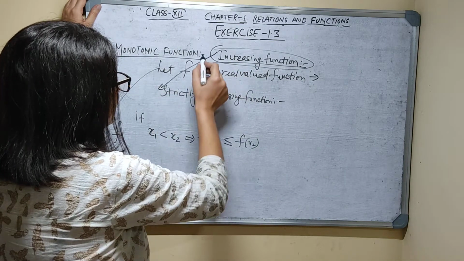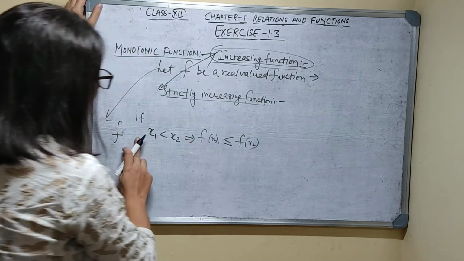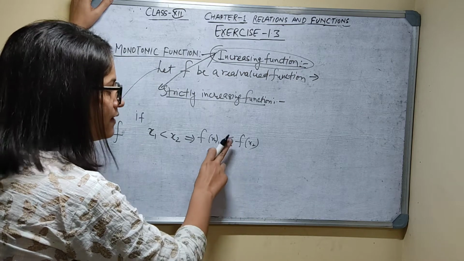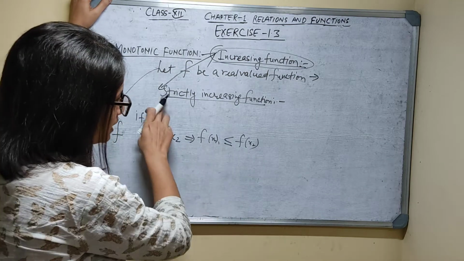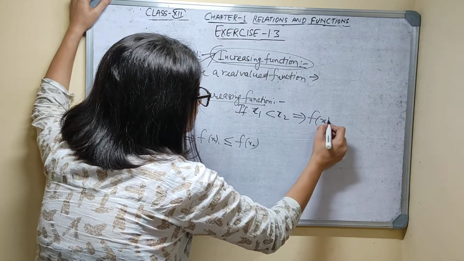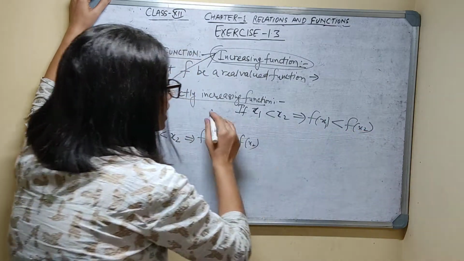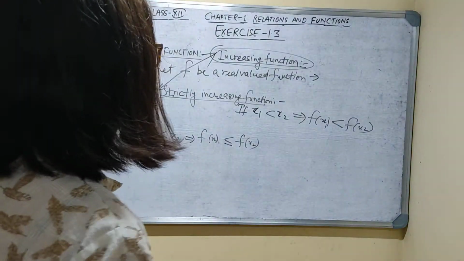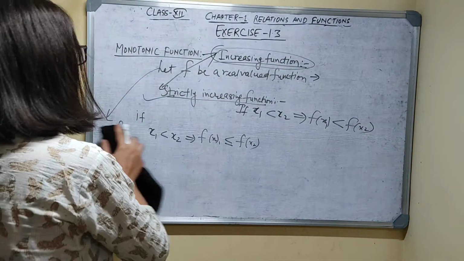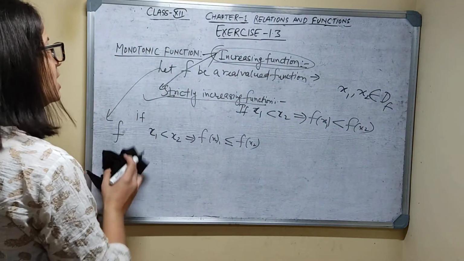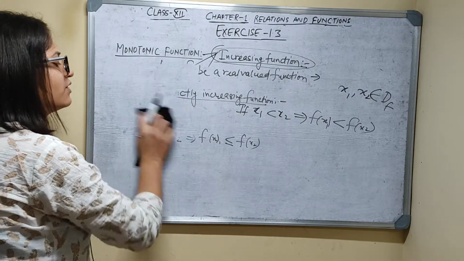What is the difference between increasing function and strictly increasing function? Here you see if x1 is less than x2, so f of x1 can be less than or equal to f of x2. Means less than f of x2 but can be equal to f of x2 also. But in strictly increasing function, if x1 is less than x2, f of x1 is always less than f of x2. It can't be equal. So it is called strictly increasing function. And here values x1 and x2 belong to the domain of the function. Here I will write x1, x2 belongs to domain of a function. Now it is clear: increasing function, strictly increasing function.